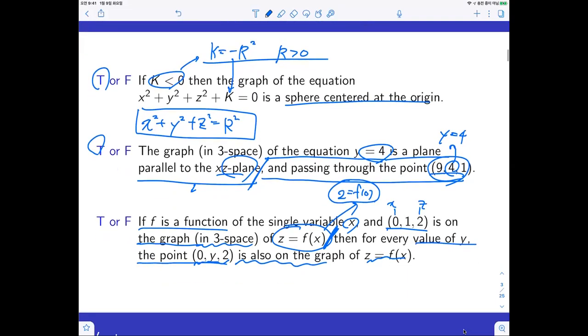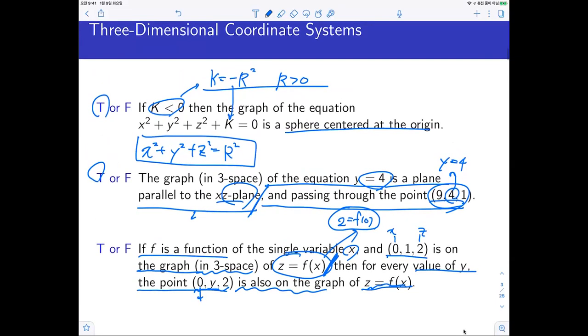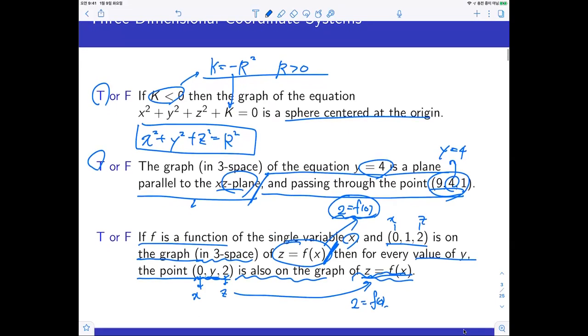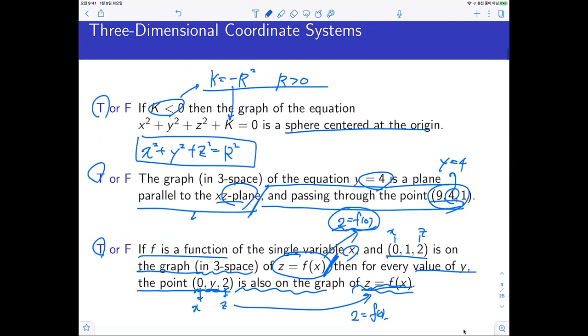Since this graph z equals f(x) is independent of the variable y, we don't have to substitute y's value in the equation. Since x is 0 and z is 2, we substitute them into this equation to get 2 equals f(0). In the assumption, we know that f(0) is 2, so these points (0, y, 2) are on the graph z equals f(x). So this is also true. Any questions?